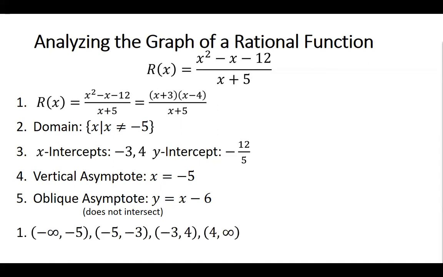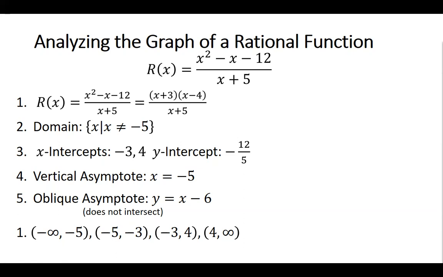And then don't ask me why it gave me a 1 again. That should have said 6. But we now go from -infinity to -5. Remember, we're creating these intervals. So I'm using my zeros of my numerator and my denominator. So from -infinity to -5, from -5 to -3, from -3 to 4, from 4 to infinity.